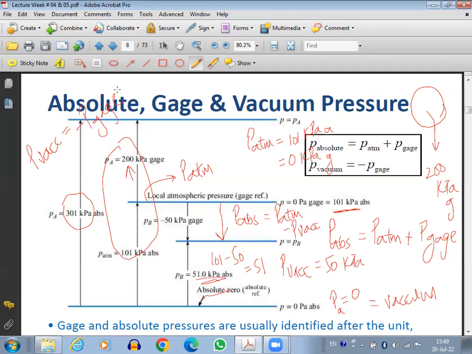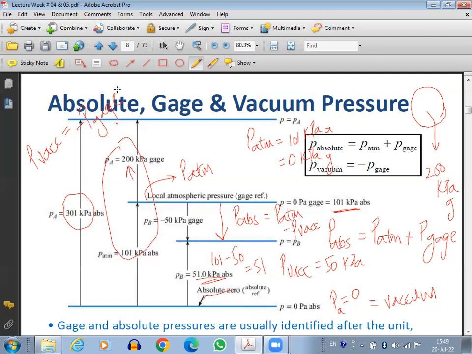In case of vacuum pressure, the absolute pressure will always be lower than atmosphere. Okay, so if the atmospheric pressure is 101 kilopascal and the vacuum pressure is 10 kilopascal, what will be the absolute pressure? So 10 kilopascal lower than 101, so that will be 91 kilopascal.